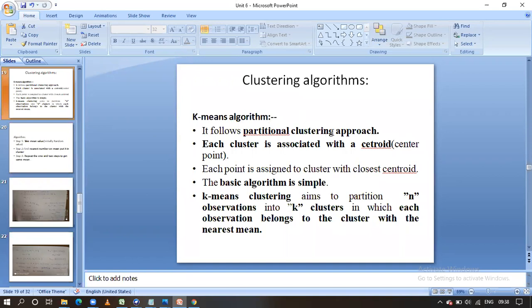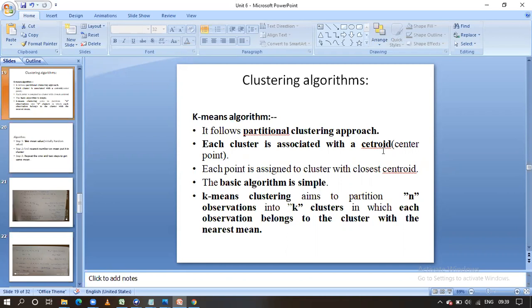Okay, partition them and group them. Here, we are going to get the different clusters, guys. Each cluster is associated with one center point that we call a centroid. Based on the centroid only, we are going to form the cluster.